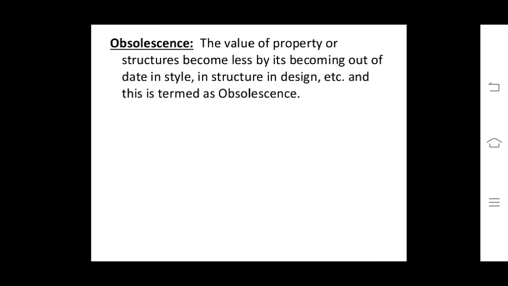The second term which is useful for valuation purposes is obsolescence. The value of property or structures becomes less by its becoming out of date in style, in structure, in design, etc. And this is termed as obsolescence. It means that due to change in technology, due to change in trend, the change in the value of property is called obsolescence.